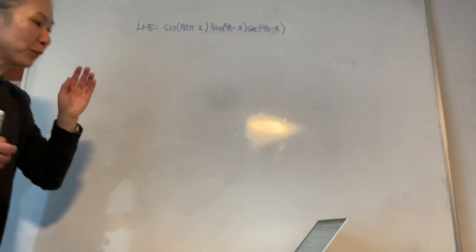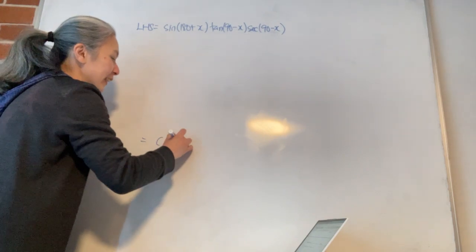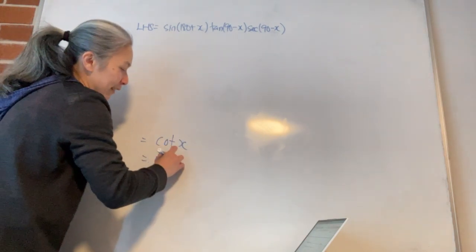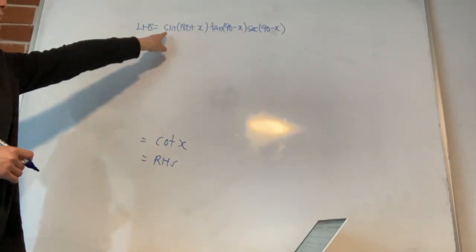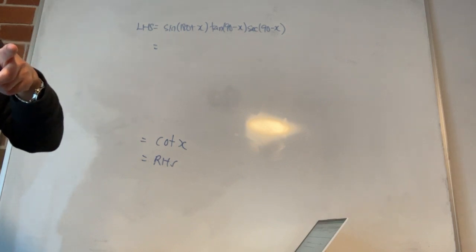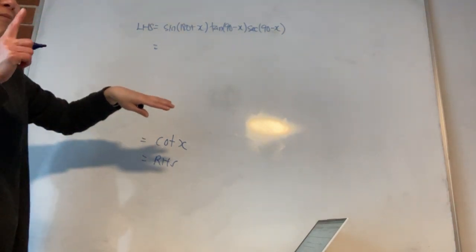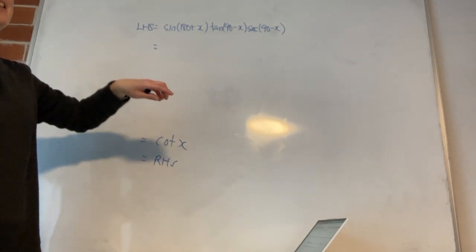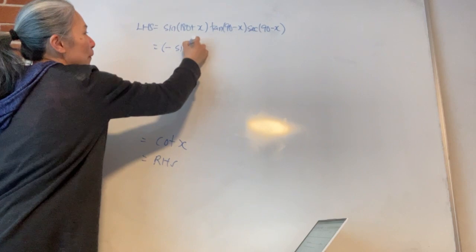Then we are going to simplify term by term. What you want to get at the end is cot x. My really last step in here should be cot x, and then this is equal to my right hand side. This is something I'm going to fill up in here. Sine 180 plus, which quadrant? Positive or negative? That is the third one, so yes, negative. So it's going to be negative sine x.